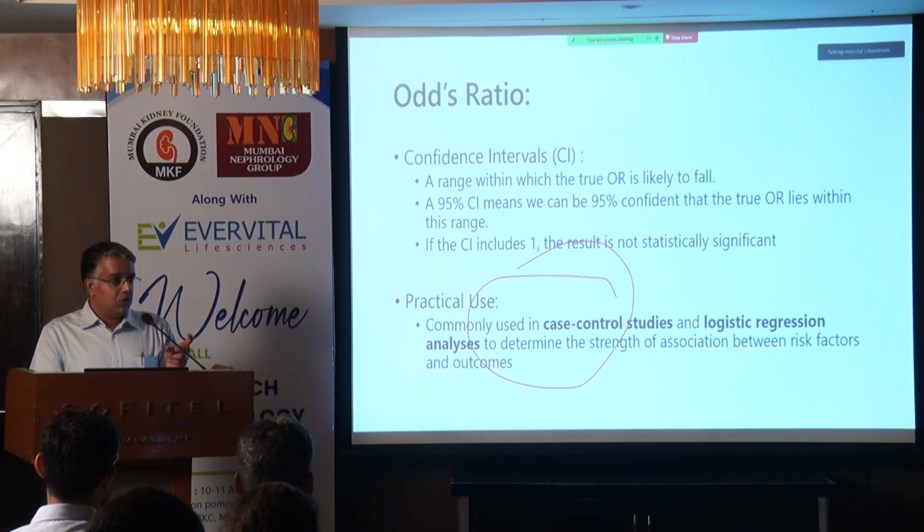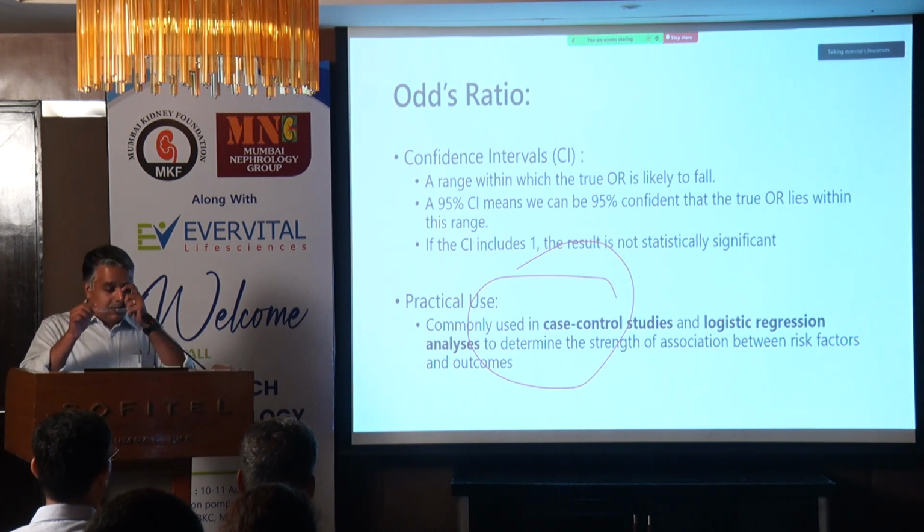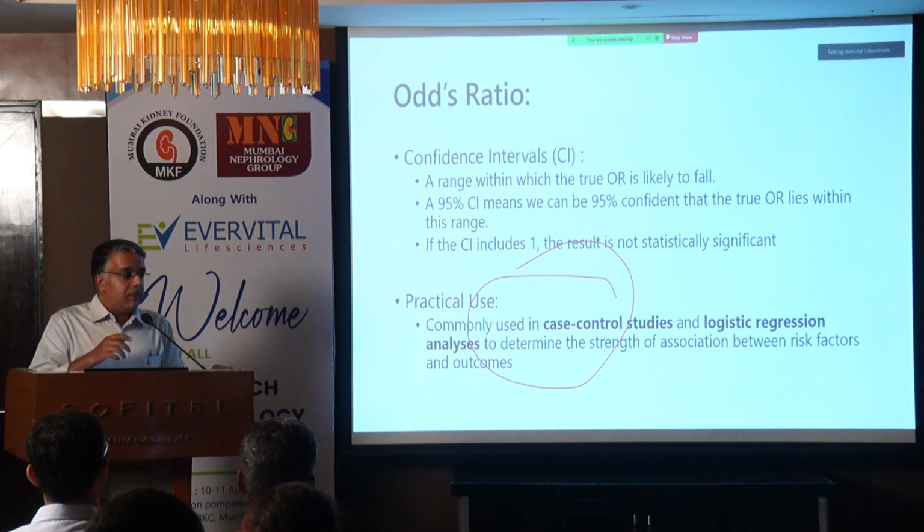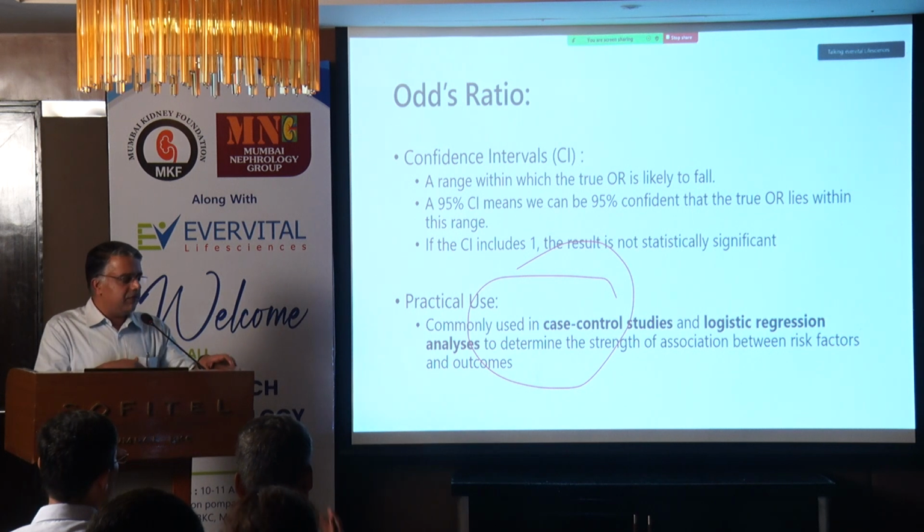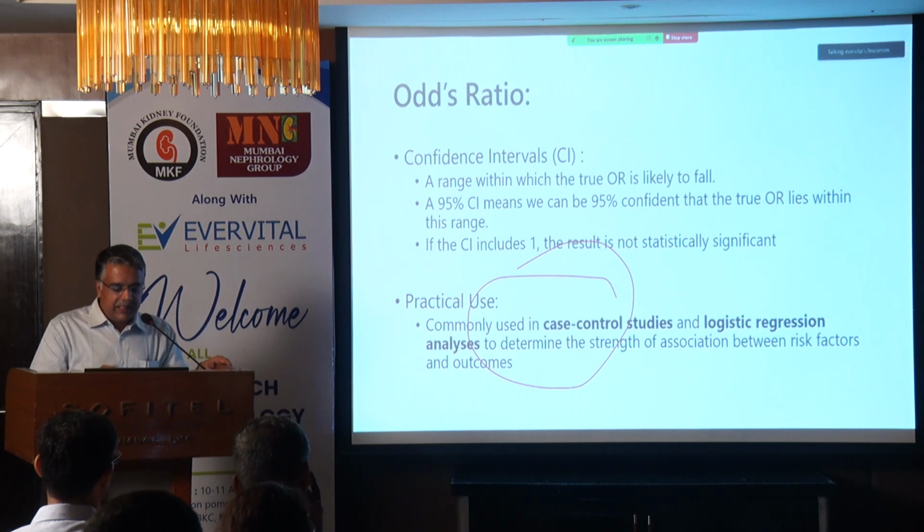The confidence interval will tell you how good it is, right? Normally it is usually taken as 95%, and you also know that if it crosses 1, then that is insignificant. Practically we use odds ratio when we use case control studies and logistic regression analysis.